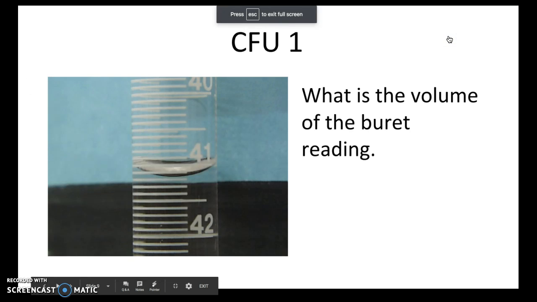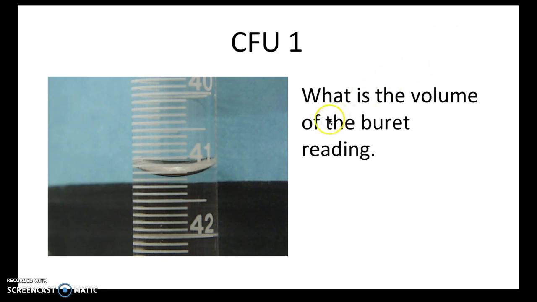Okay, so at this moment you should have these notes filled out. We're going to try our first CFU, which is: what is the volume of the burette reading? And so we have this card here that sort of can help you out. Take careful notes of the values. This is 41, this is 42, etc. And make sure you estimate to the right number of decimal places. When you press play again, the answer will be revealed.